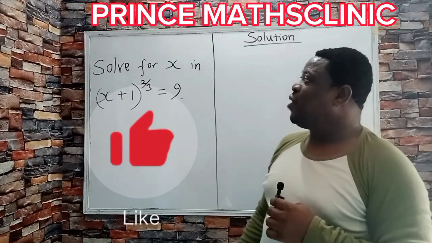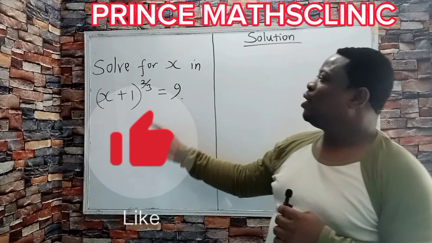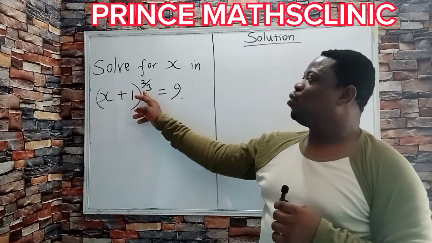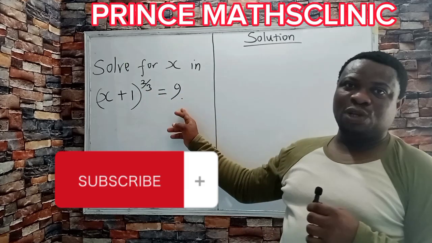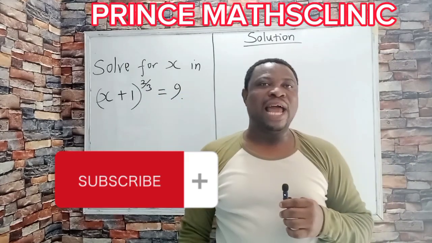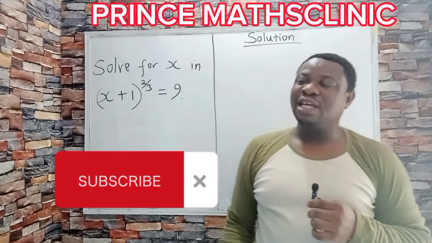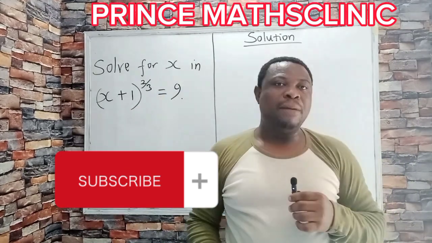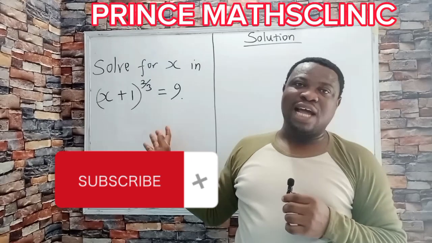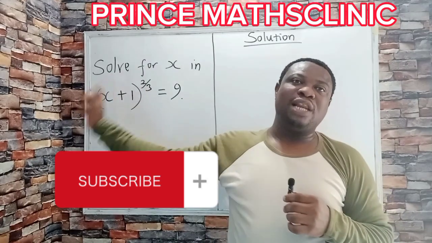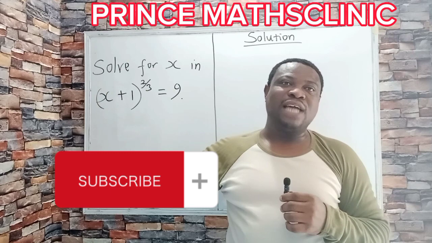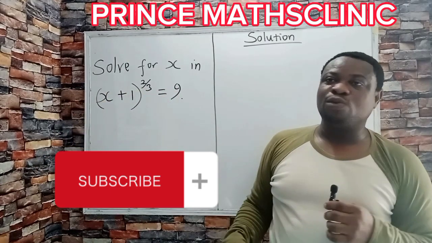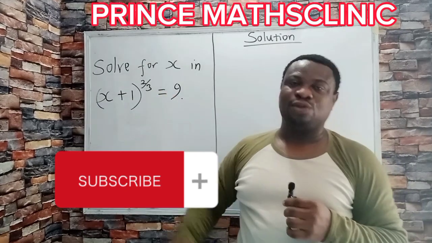Here we have this lovely equation that says (x plus 1) all in brackets to the power of 2 over 3 equal to 9. Remember, like I've always been saying, that whenever you see an equal to sign, the right hand side must be the same as the left hand side, and the left hand side must be the same as the right hand side. So that is why it is called an equation.